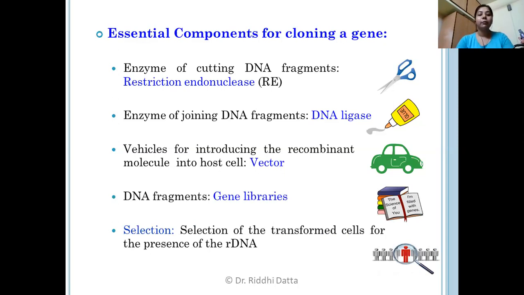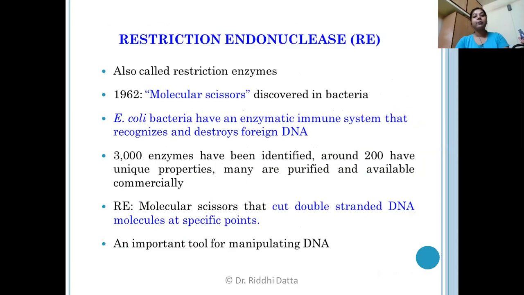Now let's zoom into all these tools one by one. So the first one is the restriction endonuclease. So what are restriction endonucleases? Restriction endonucleases or restriction enzymes are the molecular scissors in gene cloning. And these molecular scissors were first discovered in bacteria in 1962.